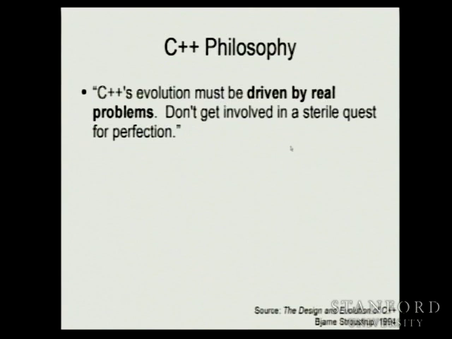The first one: C++'s evolution should be driven by real problems, and you don't want to get down in a quest for perfection. Basically, this language is designed to solve real problems that real programmers like you are going to run into, and not necessarily the best way. It tries to do a good job. It's not intended to be perfect. There are some sloppy edges, but it works. And because it is driven by real problems and real design issues, you can solve real problems with it. If you think that's a good thing in a language, and I personally do, if you think it's good to have a language that can solve problems, then C++ is a good choice.